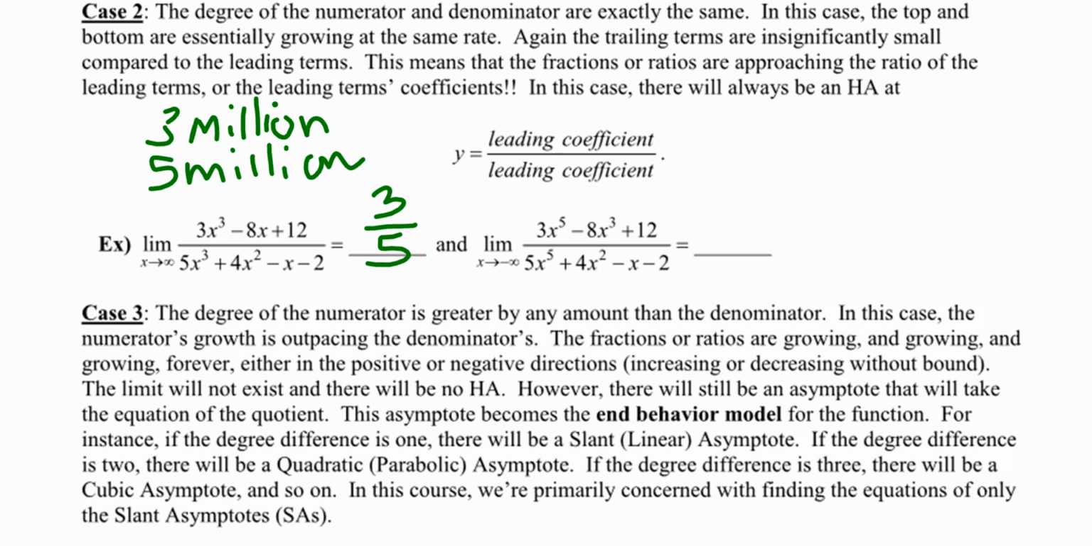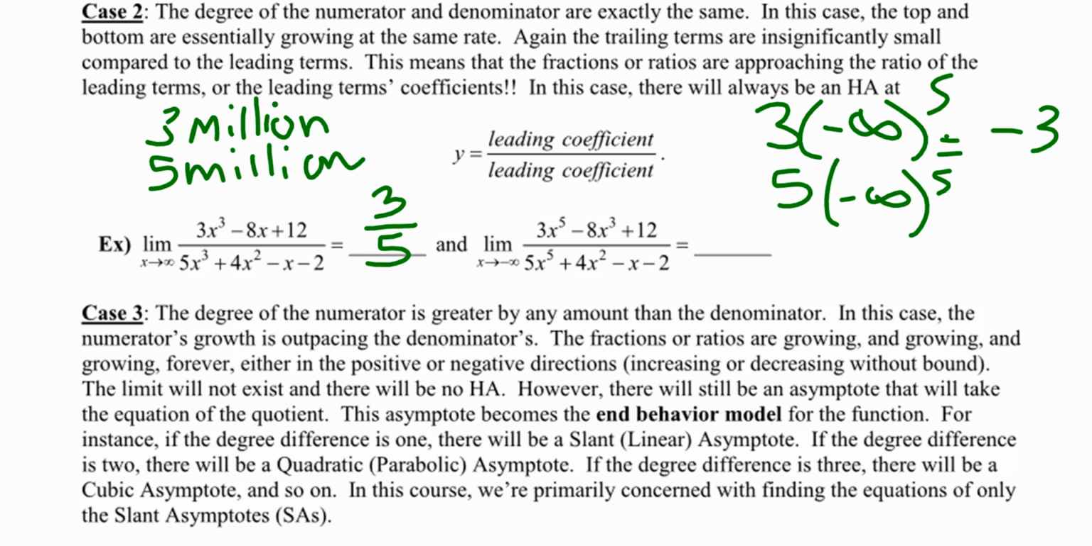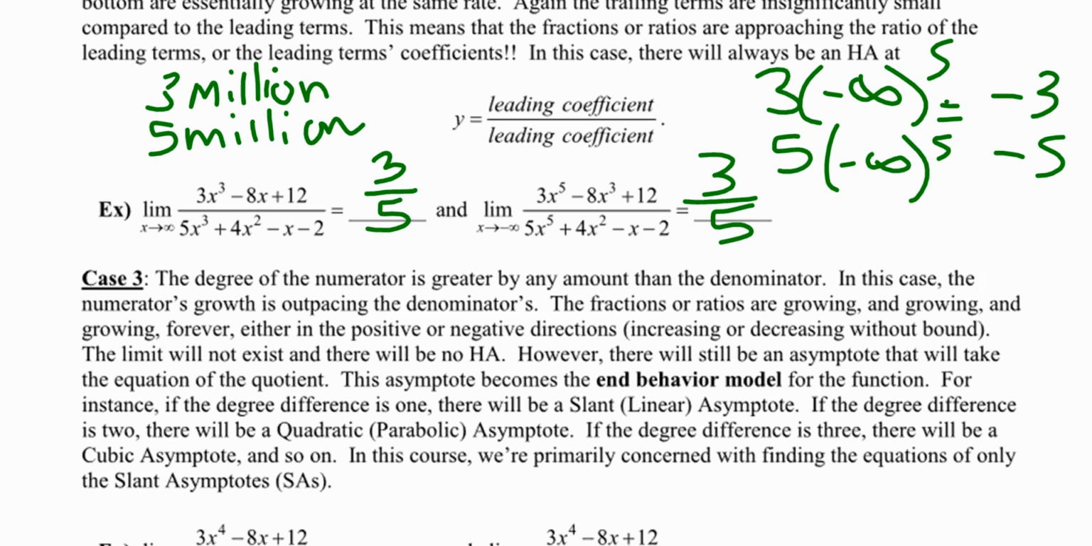Okay, when you put in negative infinity, well, you have 3 to the negative, okay, that's going to be a negative number, -3. And then 5 to the negative something really big. That's going to be -5. This one ends up tapering off to 3/5. So that means for this function, you have a horizontal asymptote at y equals 3/5.